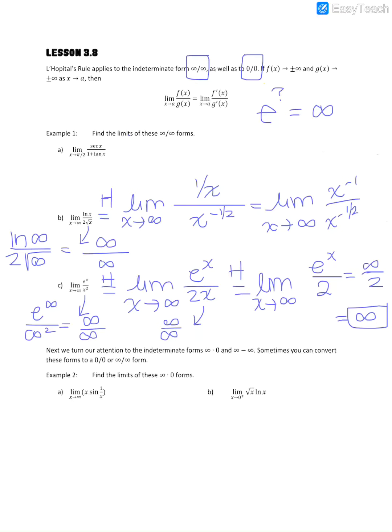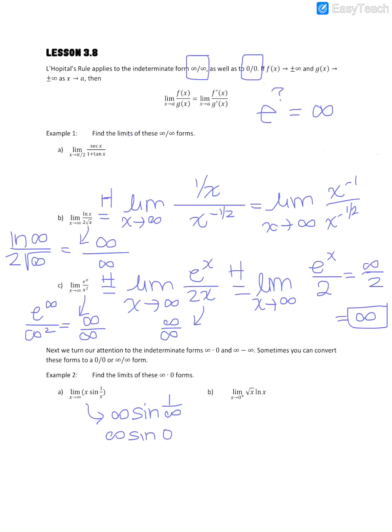All right, so let's look at A. On A, we plug in the infinity. Infinity times sine of 1 over infinity. Remember, 1 over infinity is 0. So this is infinity times sine of 0, infinity times 0. That's an indeterminate form. We don't know the answer.